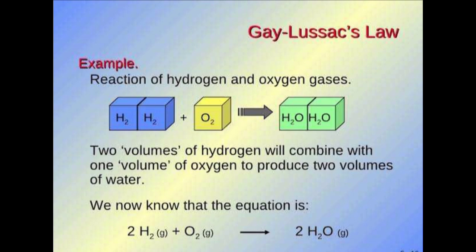So looking into the coefficients, you can identify hydrogen is 2 volumes and oxygen is 1, and then the formed molecule, the water molecule, is 2. So 2 volumes of hydrogen combine with 1 volume of oxygen to give 2 volumes of water.